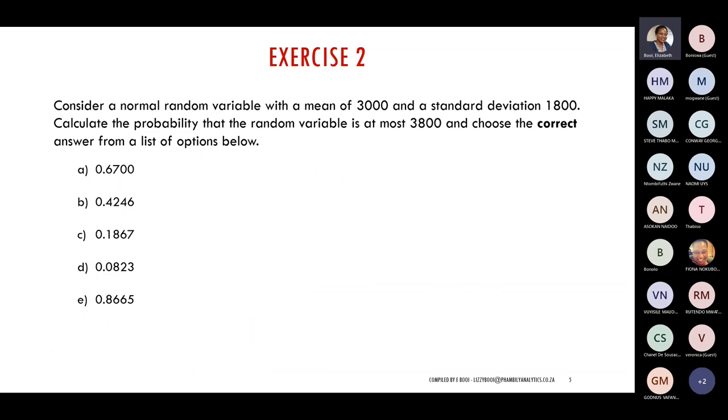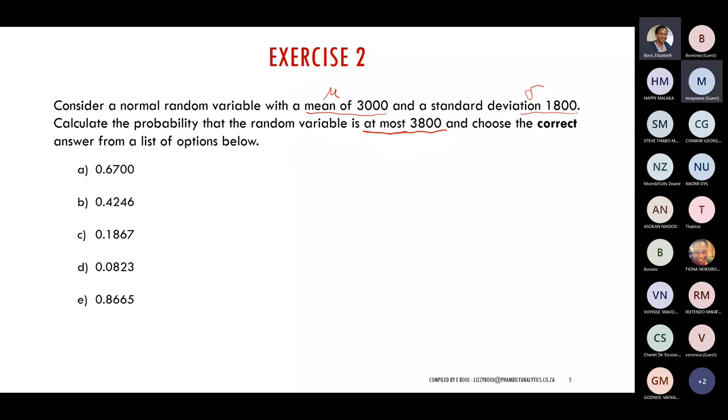Consider a normal random variable with a mean of 3,000 and a standard deviation of 1,800. Calculate the probability that the random variable is at most 3,800. Choose the correct answer. The key thing here is what you are given. So you're given the mean. You are given the standard deviation, which you need to identify as your sigma. You are also asked in the question, what is the probability that a random variable at most, it will be 3,800. What does at most mean in terms of the sign?